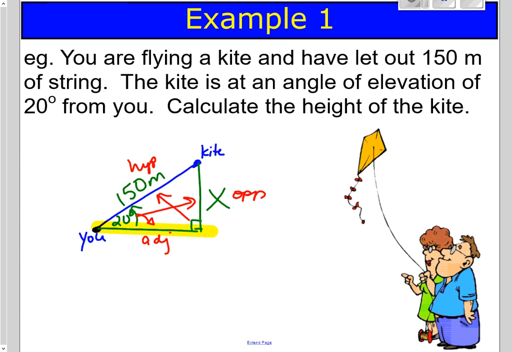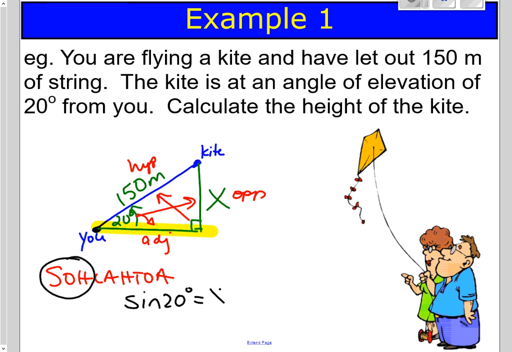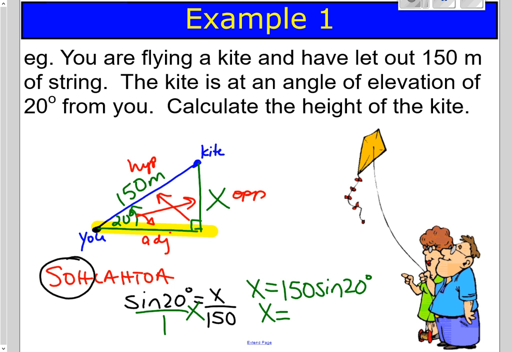And setting up my trig ratio. So I'm looking for my opposite. I have my hypotenuse. Using SOHCAHTOA, which one is opposite and hypotenuse? Well, of course, that's sine. Sine is opposite over hypotenuse. So the sine of 20 degrees is equal to my opposite side, x, over my hypotenuse, 150. From here, we're going to cross multiply. 1 times x is x. 150 sine 20 degrees. And x equals.